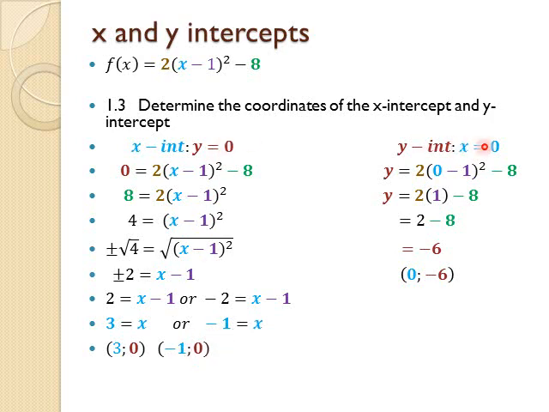For the y-intercept, x equals 0, so in the place of x, I place 0: (0 minus 1) squared. Negative times negative is positive, 1 times 1 is 1, times 2, minus 8. 2 times 1 stays 2, and 2 minus 8 gives me negative 6. So my y-intercept: x is 0, y equals negative 6. Hope you follow. We're going to do x and y-intercepts for literally every function.